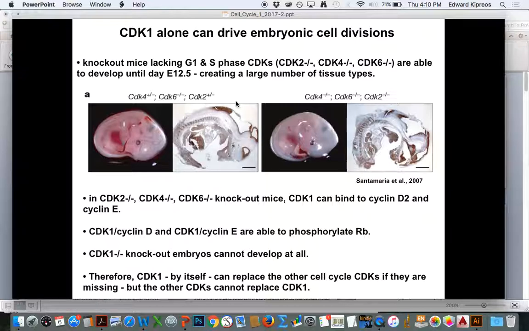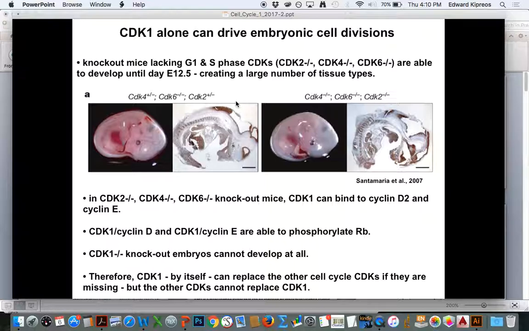If you look at this carefully, you can see that they made the spinal cord, they got an eye. Sure, it's an earlier arrest, but you still got millions and millions of cells being made when you knock out all of these CDKs. So that's telling you that even the G1 and the S phase CDKs are not that important for just dividing your cells. Okay, so then they say, let's knock out CDK1.